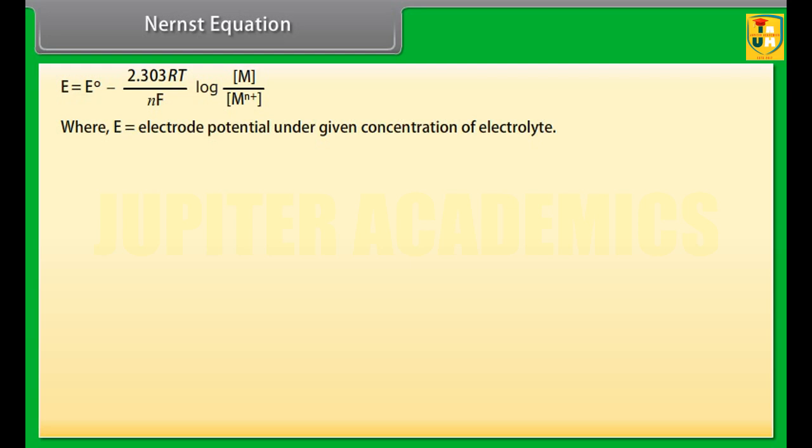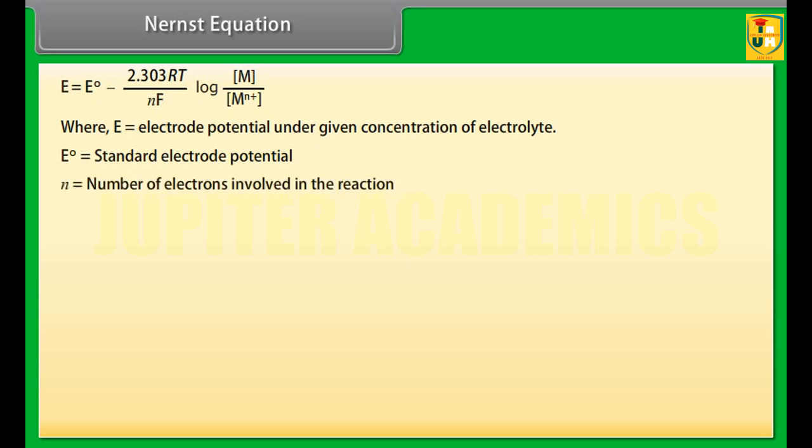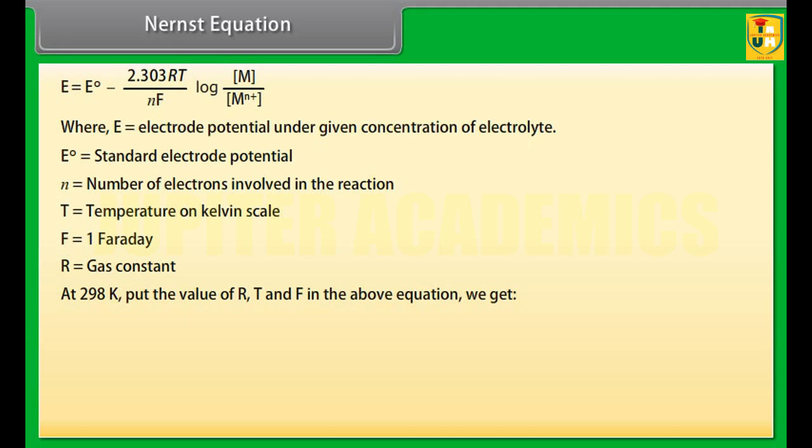is equal to electrode potential under given concentration of electrolyte, E naught is equal to standard electrode potential, and n is equal to number of electrons involved in the reaction, T is equal to temperature on Kelvin scale, F is equal to 1 Faraday, R is equal to gas constant. At 298 Kelvin, put the value of R, T and F in the above equation. We get E is equal to E naught minus 0.0591 upon n log M upon M ion.